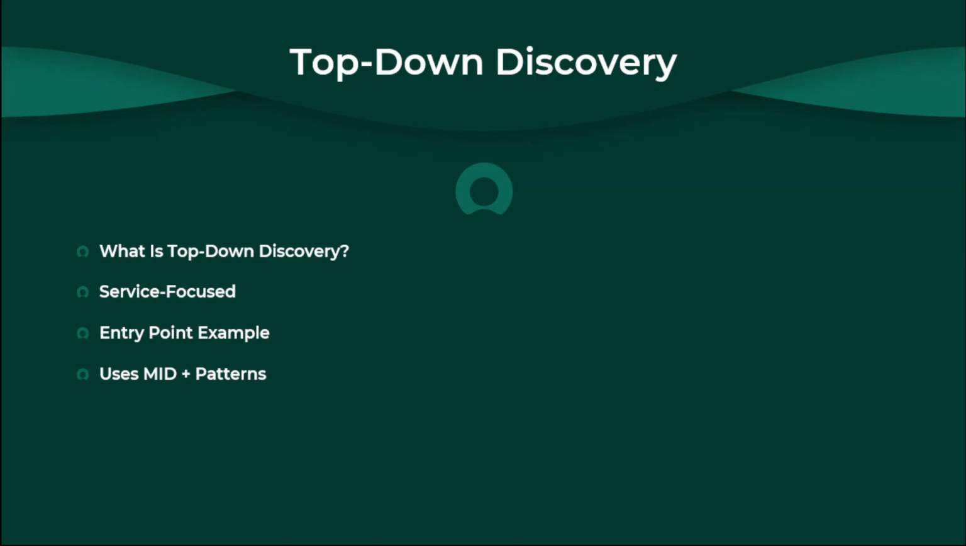Take an entry point example: you start with a web server URL. From there, discovery identifies the host, the app server, the database it's connected to, and more. It uses MID plus patterns. Just like horizontal discovery, it uses the MID Server and discovery patterns to explore each layer, but it does so in a targeted way.